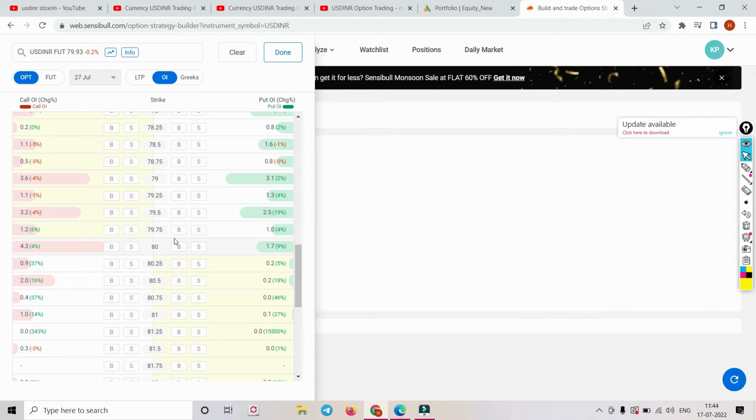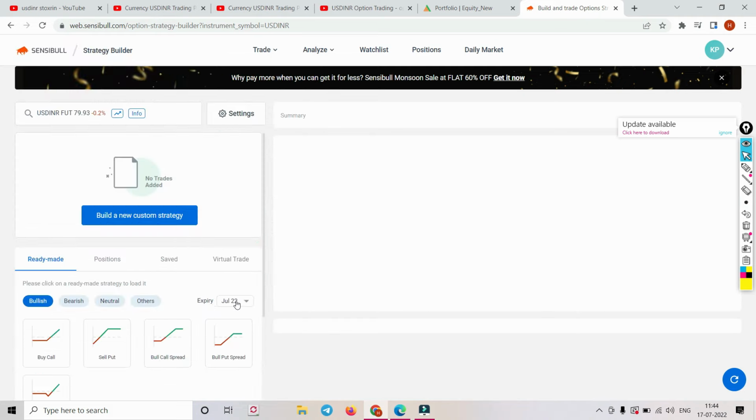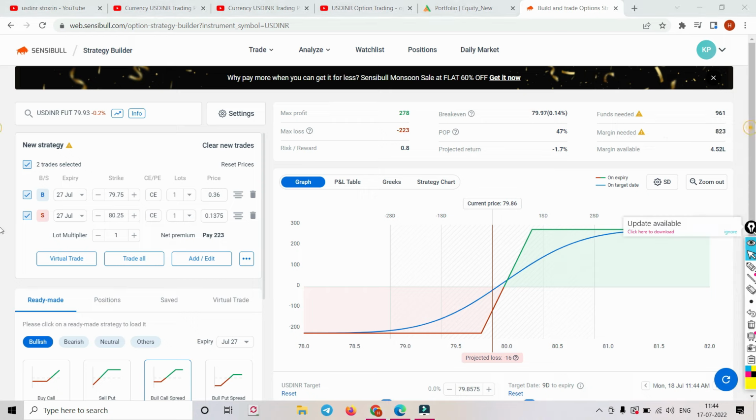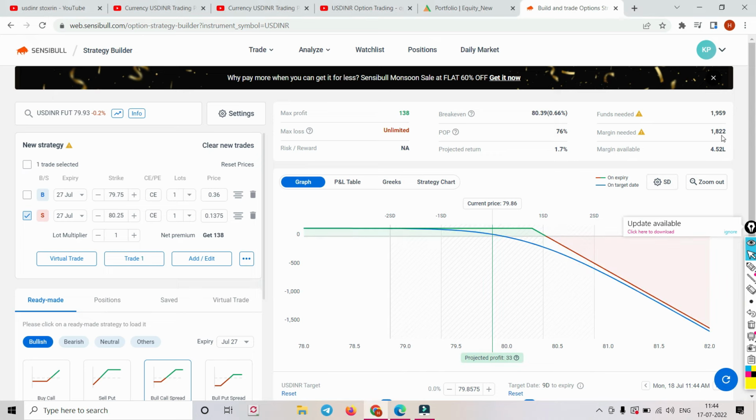And let me show you what strategy we need to deploy. Or else we'll go for ready-made trades, right? 27 July. Let's say I'm going for a bull call spread, simple, right? This is your bull call spread for the 27 July. See, check, 223 is your loss and 278 is your profit, because your margin is only 823 for the debit spread. If you go naked, your margin will be close to 1800 to 2000.